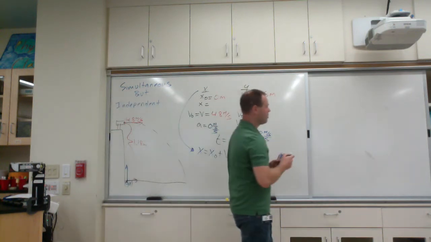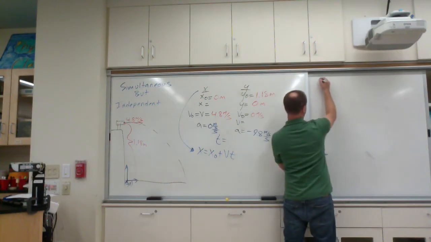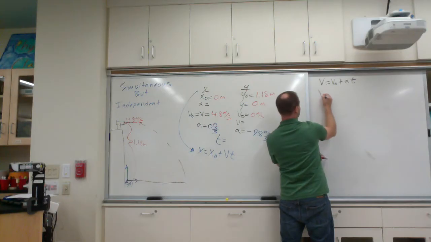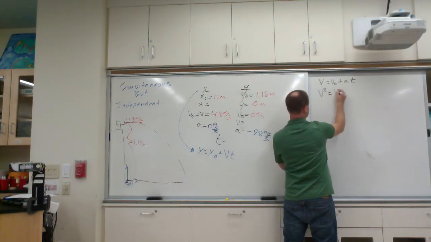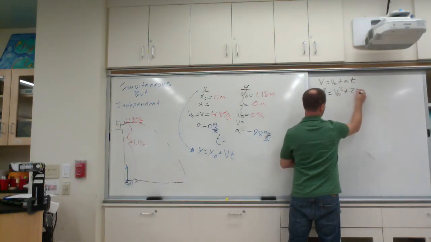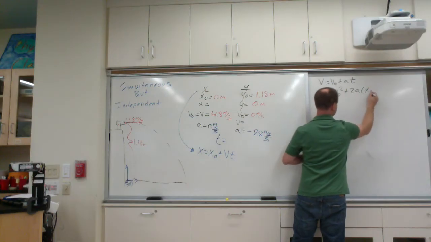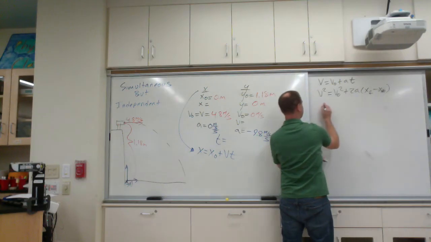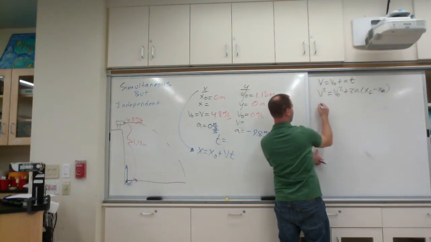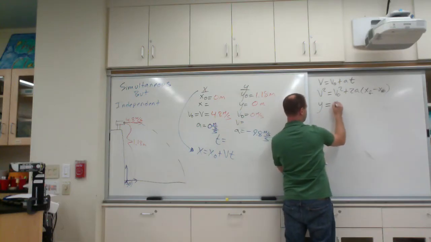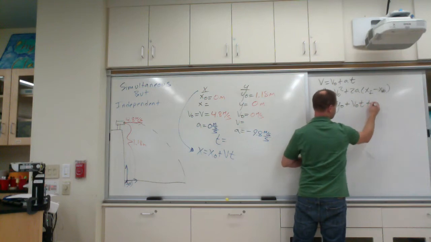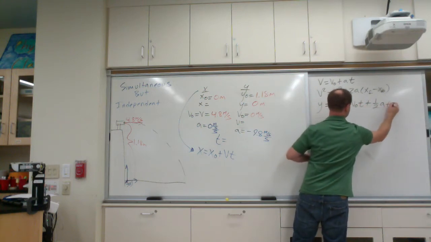In the y direction, we've got our final velocity equals initial velocity plus acceleration times time. We've got our final velocity squared equals the initial velocity squared plus 2a times final position minus initial position, like this. And we've got our final position, and I'm going to try to use the symbol y here. Position final equals initial position plus initial velocity times time plus 1/2 acceleration times time squared.